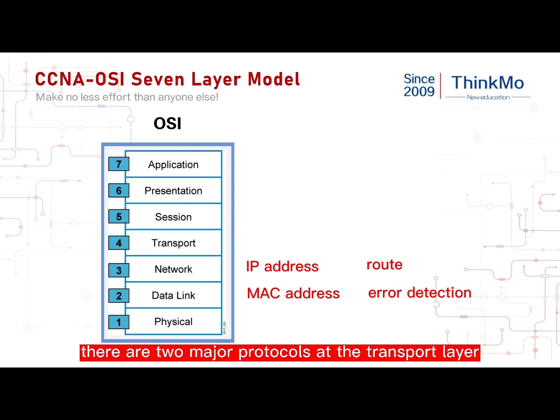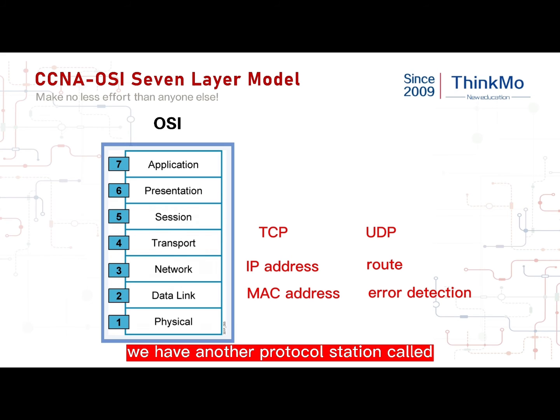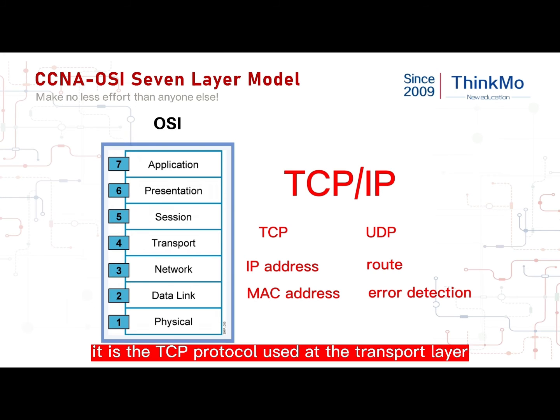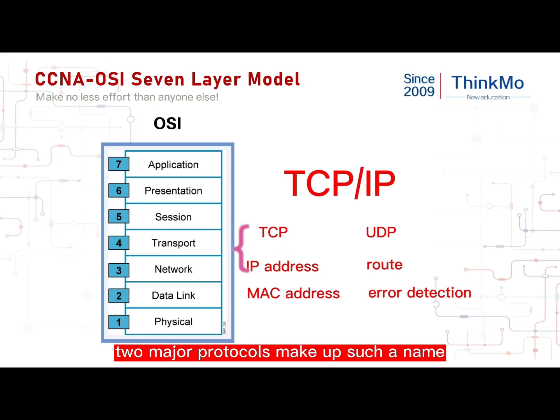There are 2 major protocols at the transport layer. One is TCP and the other is UDP. We have another protocol suite called TCP/IP. In fact, it is the TCP protocol used at the transport layer and the IP protocol at the network layer. IP is called Internet Protocol. And at our transport layer, we have the TCP protocol. These 2 major protocols make up such a name.